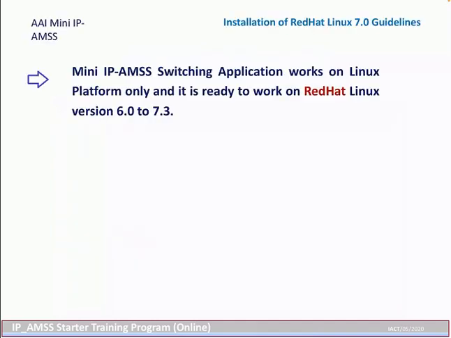So here, see, Mini IPMS's switching application works on the Linux platform only, and it is ready to work on Red Hat Linux version 7. We will be using version 7.3, and we will be using the Red Hat version of Linux. So make sure that you are loading the 7.3 version.